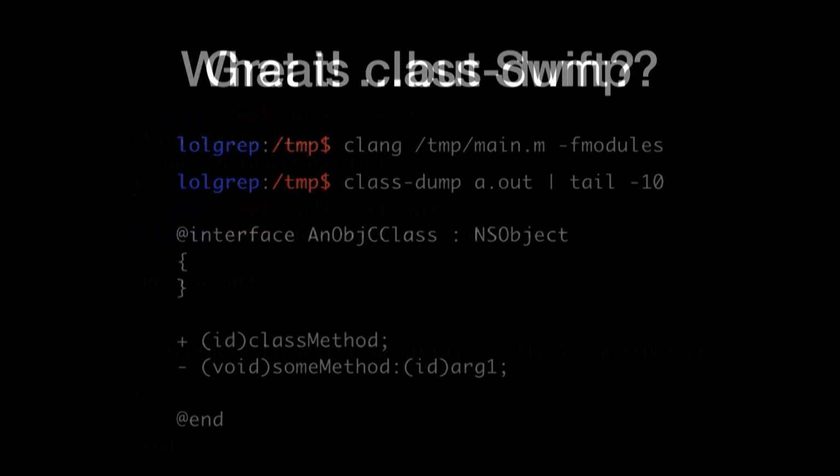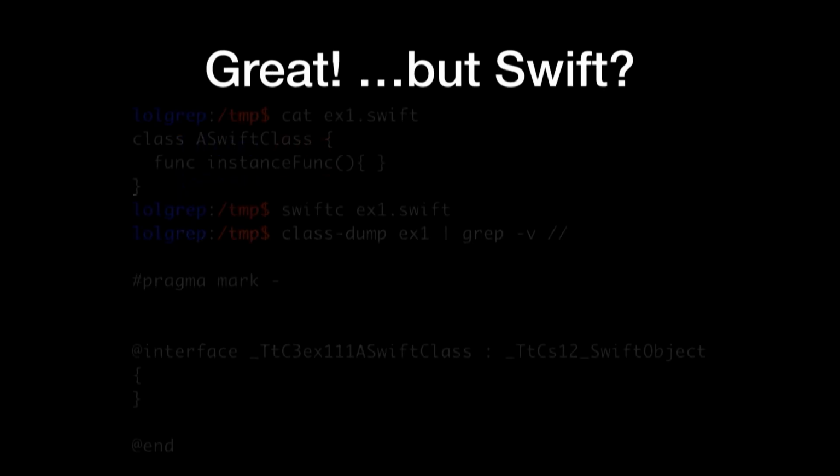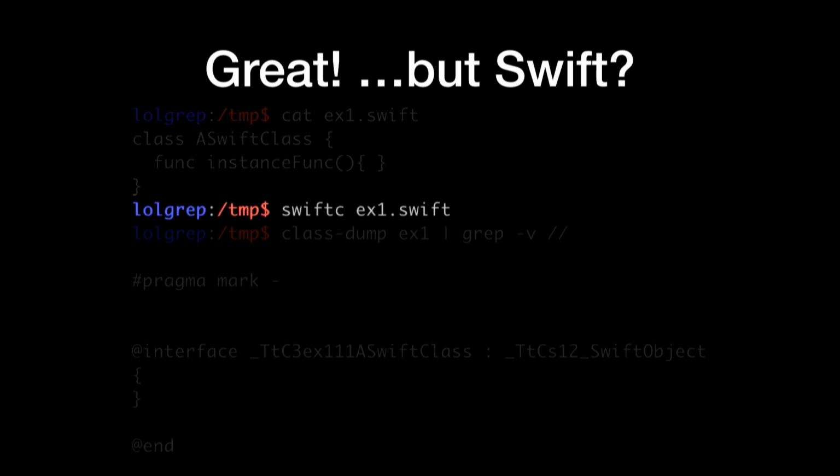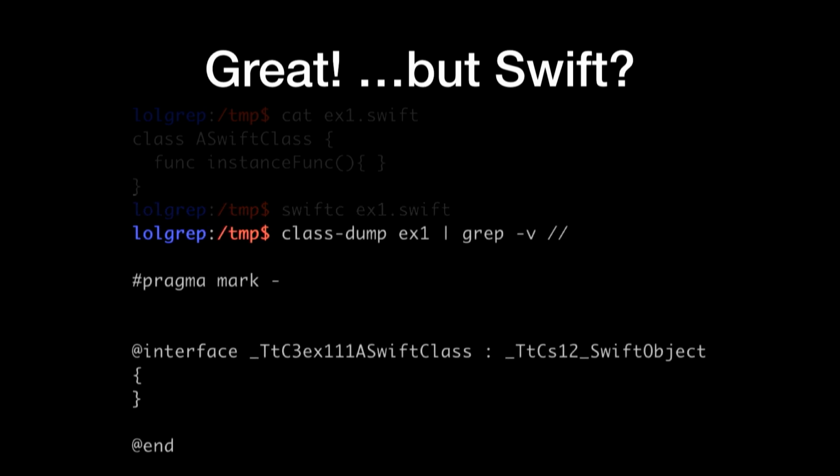So let's talk about class-dump with Swift. I have a very simple Swift file. Example1.swift just has a class, that's it, with one function called instanceFunc. Compile it. Run class-dump on it. For this case, I'm saying grep for everything that doesn't include a comment in it.